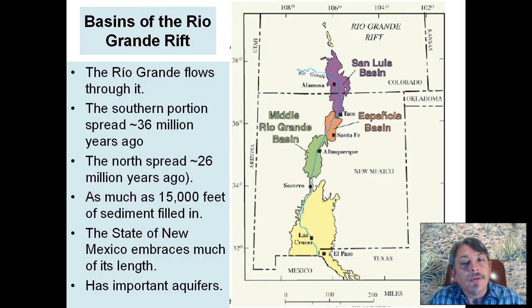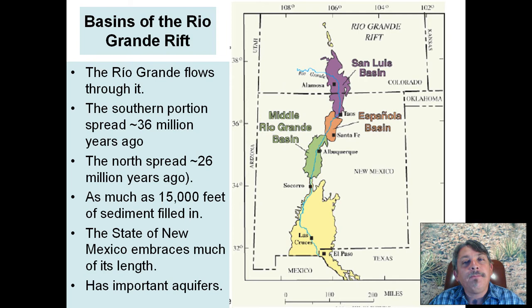The Rio Grande flows right down through it. The San Luis Basin, which is in today's southern Colorado and northern New Mexico, the Española Basin, the middle Rio Grande Basin, from which is Albuquerque, and the rest south of Socorro, running all the way into what we now would call Texas and Chihuahua. This region started opening up on the south end about 36 million years ago, and the north end then started to rip open around 26 million years ago.